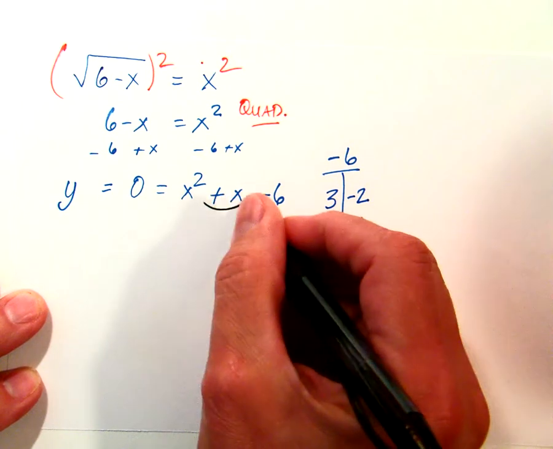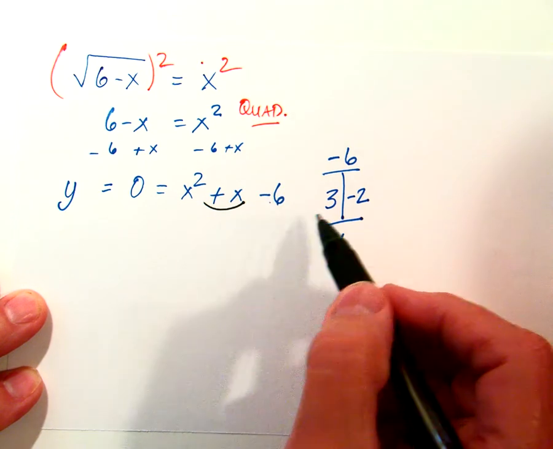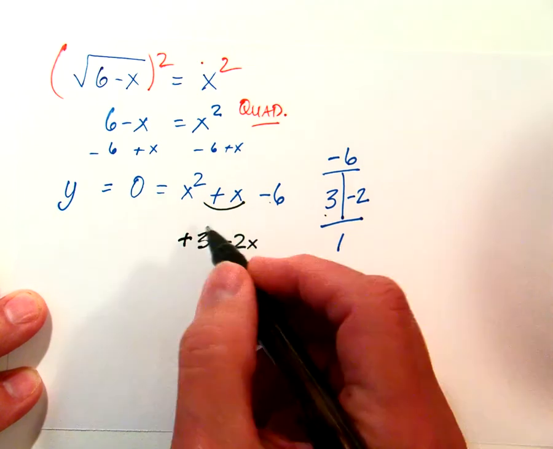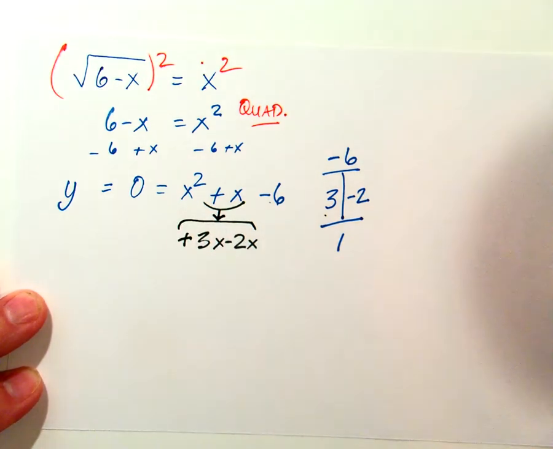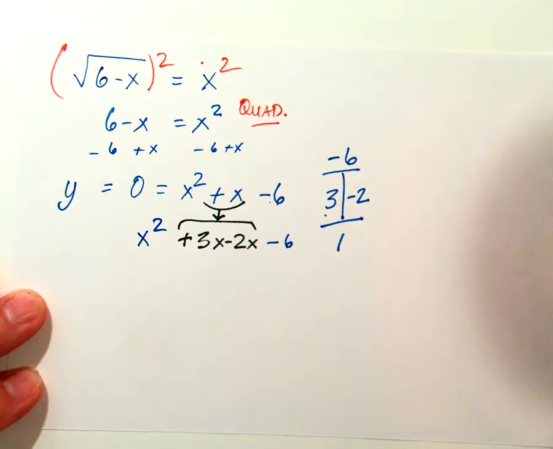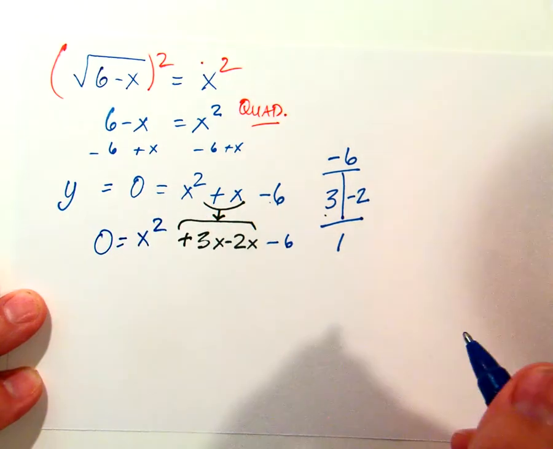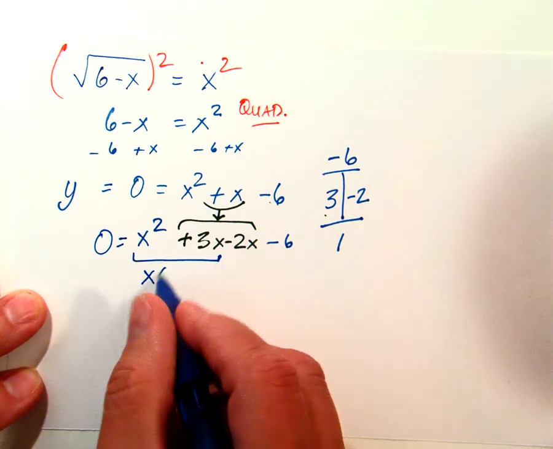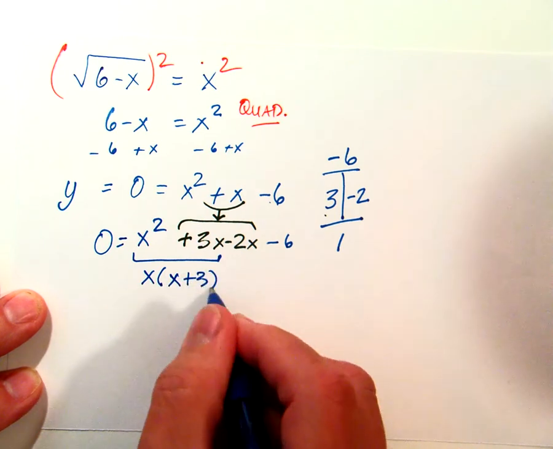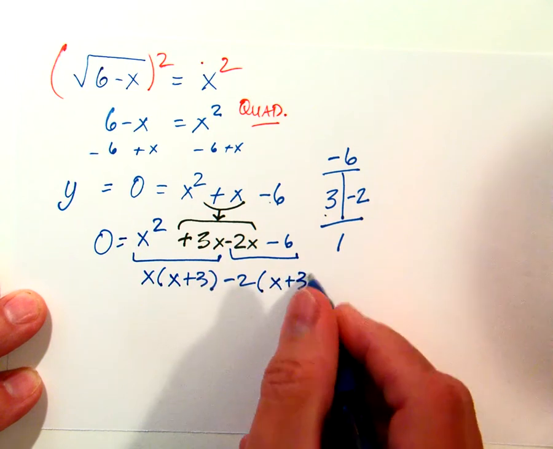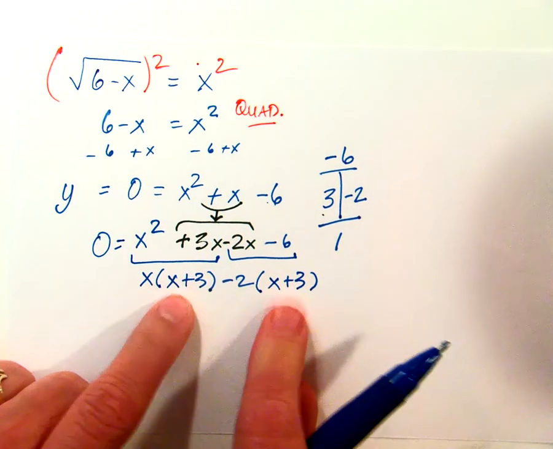So I'm going to replace my x with 3x minus 2x. And I'll just copy the other stuff around. Now, once I've done that, I can group it, take the common factor out of each group, and yes, I won. It's got x plus 3 in both places.